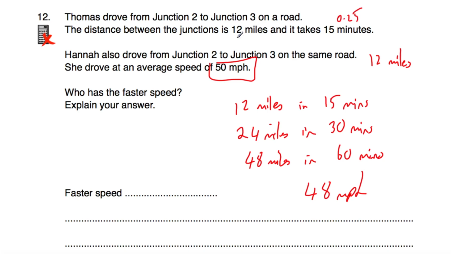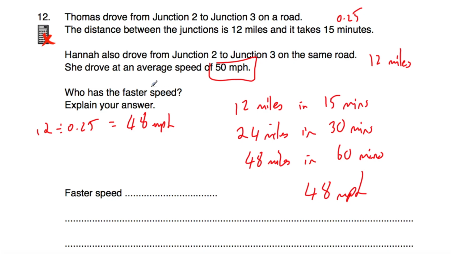And then you've got to do 12 divided by a quarter. You could do it that way, and on a calculator question, it's quite nice. You can just do 12 divided by a quarter. Another way you could say is, well, how many quarters are there in 12? In 1, there's 4 quarters. So in 12, there'd be 48 quarters. So that's equal to 48. So 48 miles per hour.